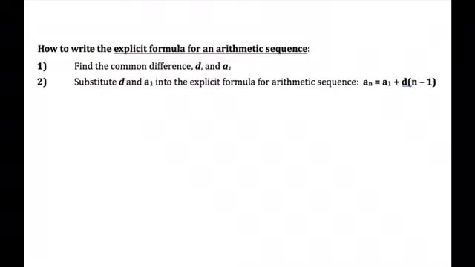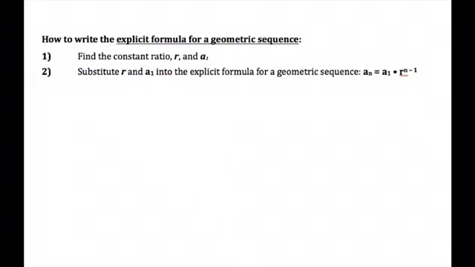Okay, and I have very exact directions here on how to find the explicit formula for each the arithmetic and the geometric sequence. So first of all, if you're trying to find the explicit formula for an arithmetic sequence, you just find the common difference D and A sub 1, which everybody in here already knows how to do. Okay, and then you just take D and A sub 1 and you substitute them into this formula right there. Okay, same thing if it's geometric.